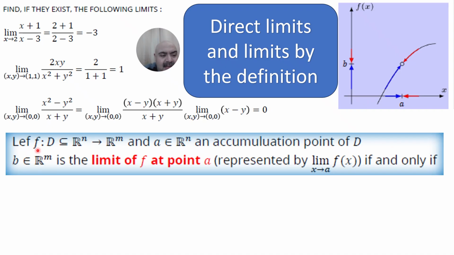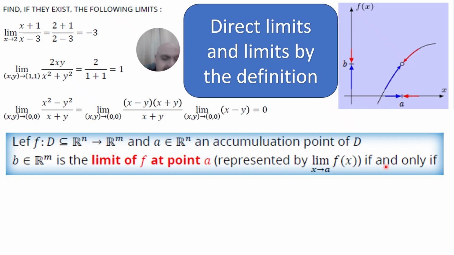So I can say let f be such that the domain D is completely contained in Rn and maps into Rm, which is the range of this function. And if A belongs to Rn, so A belongs to the domain, and B will belong to the range of this function. Once more, let f be such that D is a subset of Rn into Rm, and A belongs to Rn, which is an accumulation point of the domain. B belongs to Rm, it is the limit of f at point A, and represented by limit of f of x when x tends to A. It is the value of f of x once x tends to A. And this will happen if and only if.